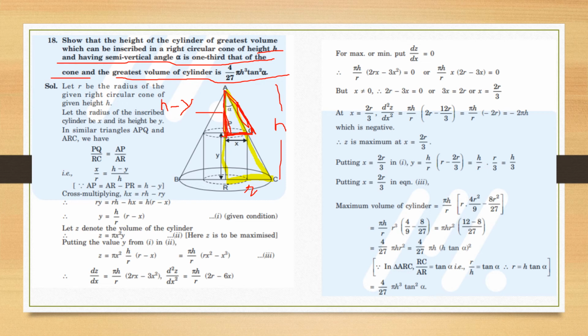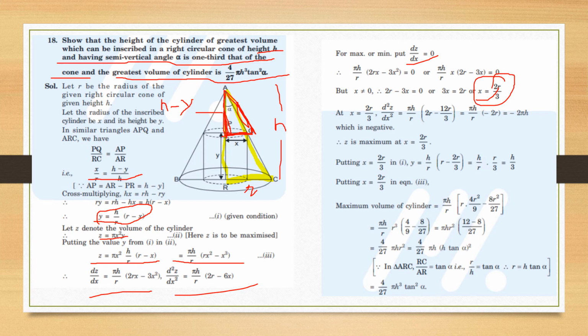So PQ upon RC equals AP upon AR, so I get X upon R equal to H minus Y upon H. From here I'll get the value of Y. Now the volume of the cylinder is Z equal to pi X square Y. Replace the value of Y so that this can be changed in terms of X. Find dz by dx and d square z by dx square. To find the critical point, put dz by dx equal to 0. I get the critical point as x equal to 2r by 3.